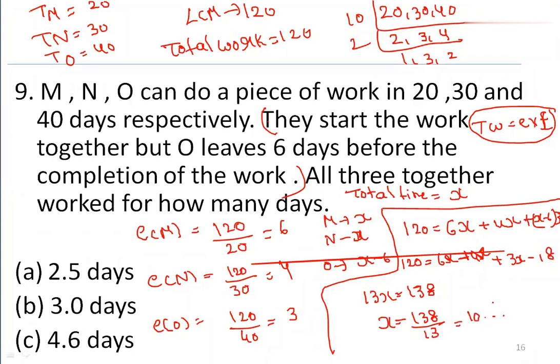Out of that value, you have to subtract 6, since x minus 6 you have to find out. So 10 minus 6, approximately you can mark it as 4.6 days. If you can get 138 by 13 exactly, you can mark it for the answer clearly, guys. What is 138 by 13?